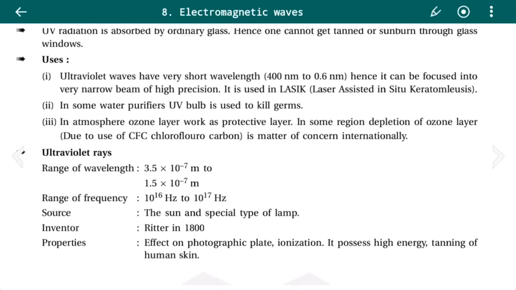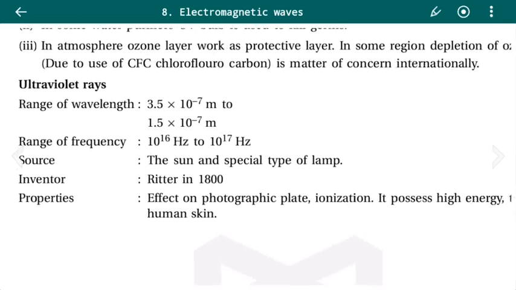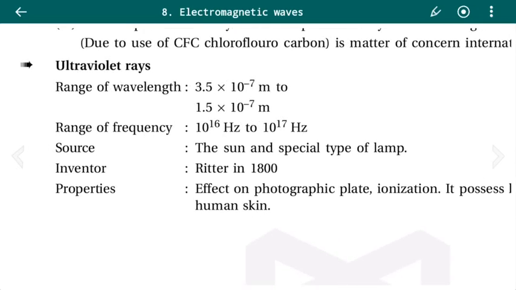In the atmosphere, the ozone layer works as a protective layer. In some regions, depletion of the ozone layer, which is due to the use of CFC, chlorofluorocarbon, is a matter of concern internationally. Now let us see the ultraviolet rays in short: their wavelength, frequency, source and properties.